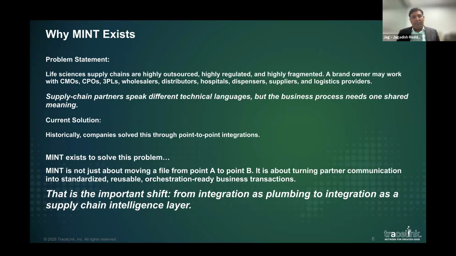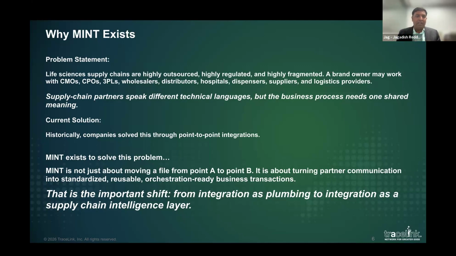And that's where many of the companies today have different systems. If you take a brand owner, they work with different trade partners like CMOs, CPOs, 3PLs, wholesalers, distributors, hospitals, dispensers, suppliers, logistics providers, you name them. They are working with all these different trade partners who are part of their supply chain. But each one of them speaks a different technical language because of their system. Some work with SAP, some use Microsoft, some still are working with their Excel files. So there are different technical ways of communicating the same information.